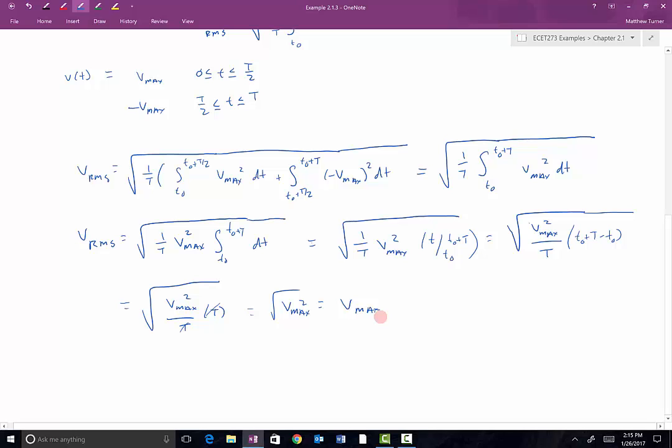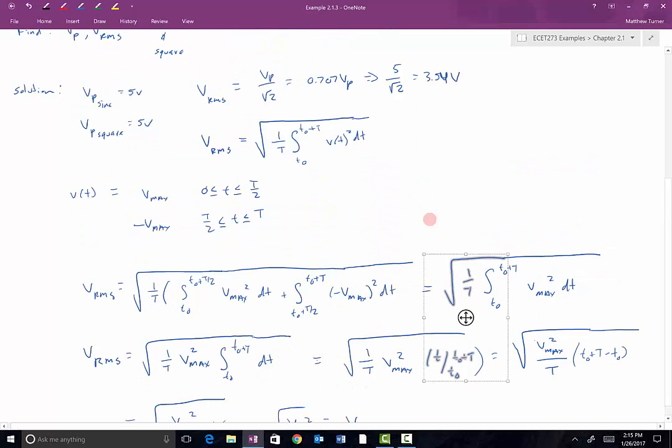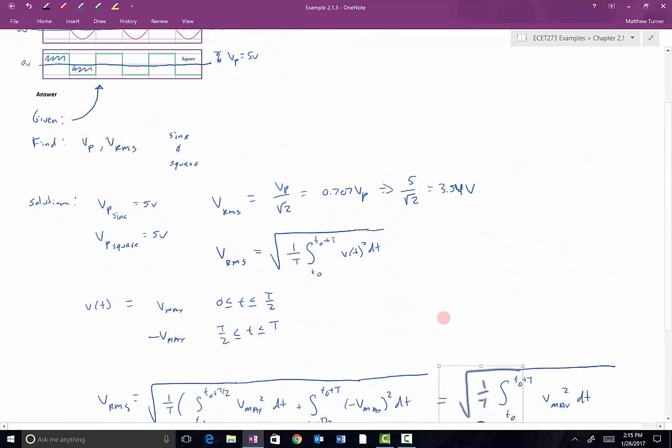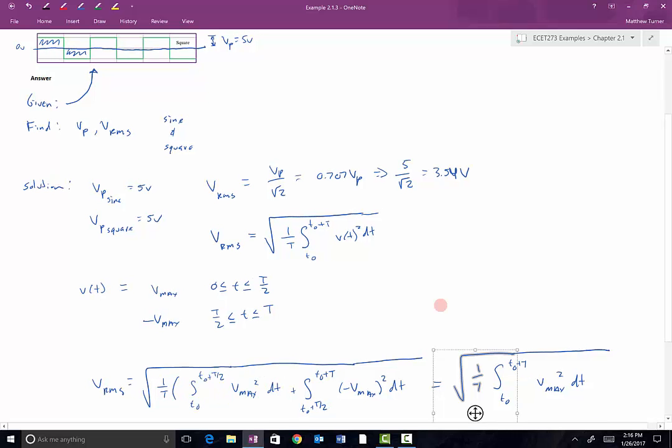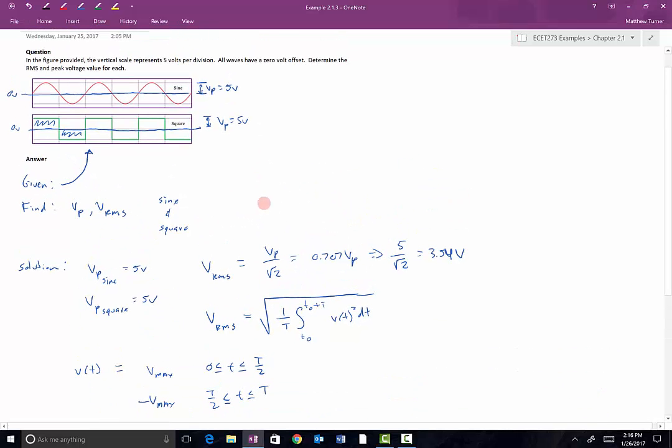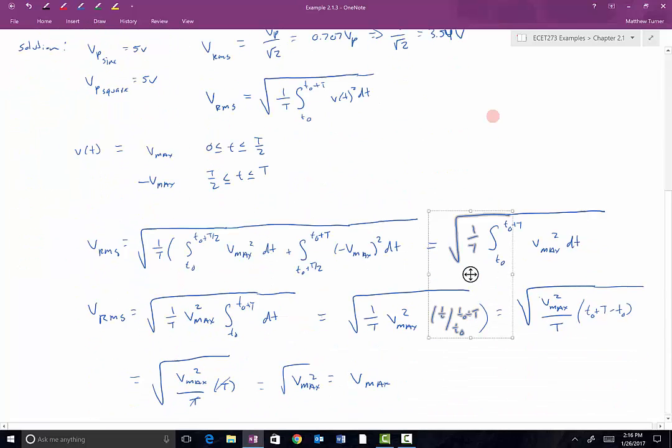So if we scroll back up, we see that the RMS voltage for this square wave is equal to the peak voltage, 5 volts. V RMS is 5 volts for that.